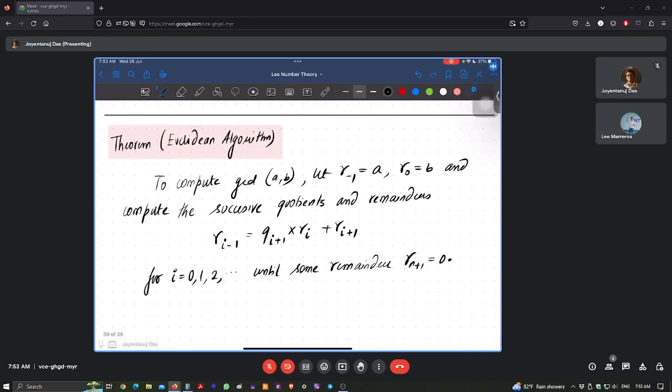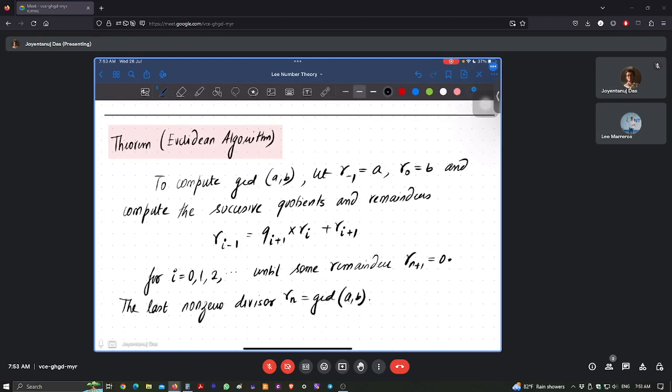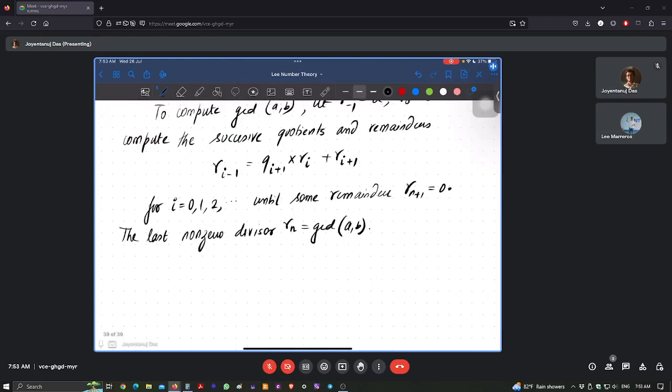And the last non-zero divisor, that is r_n, is equal to the GCD of a, b. So what they're telling is, if I put i equals 0, then I have the first step. This is the theorem, so that is fine.